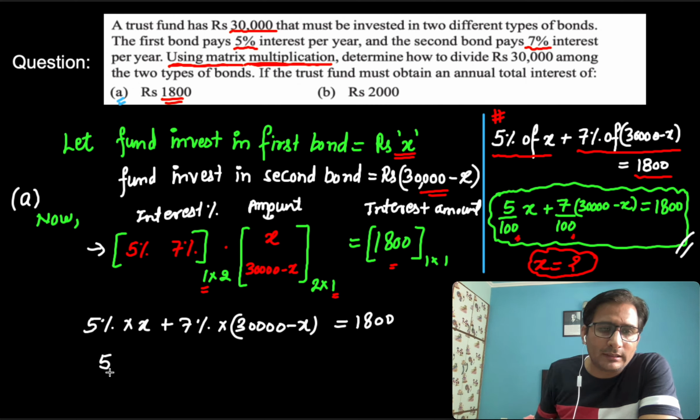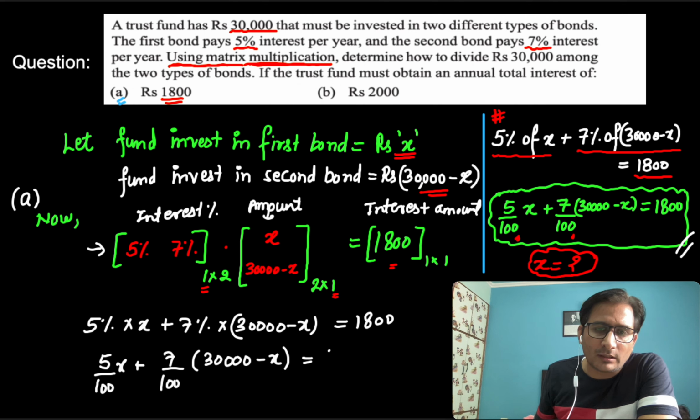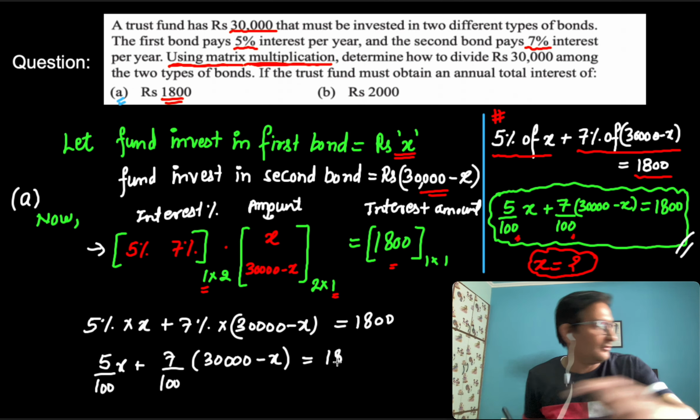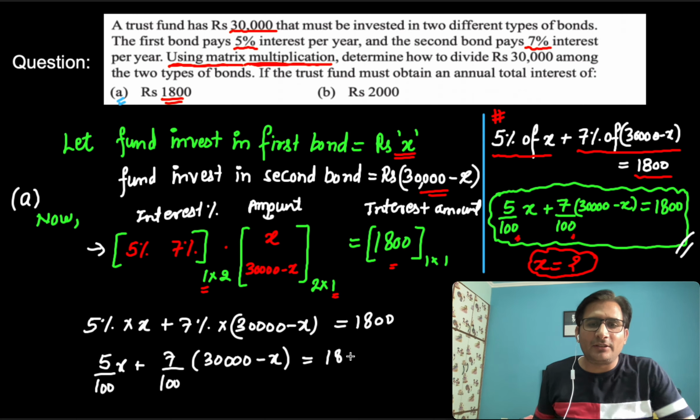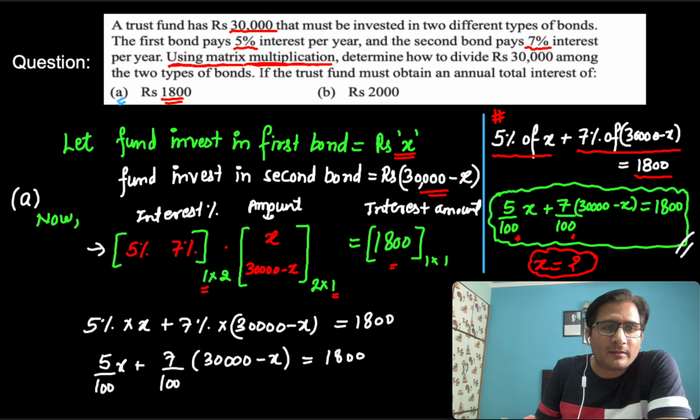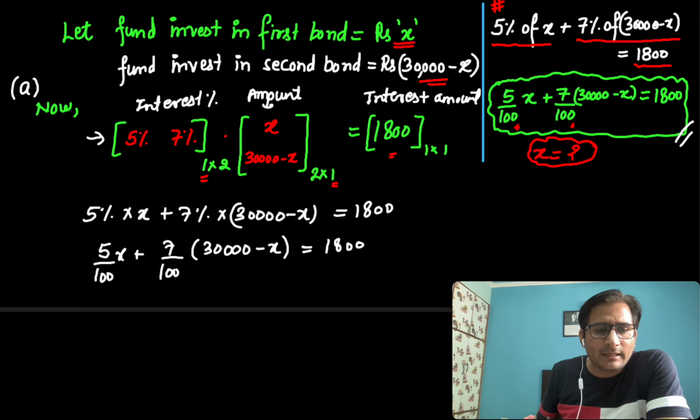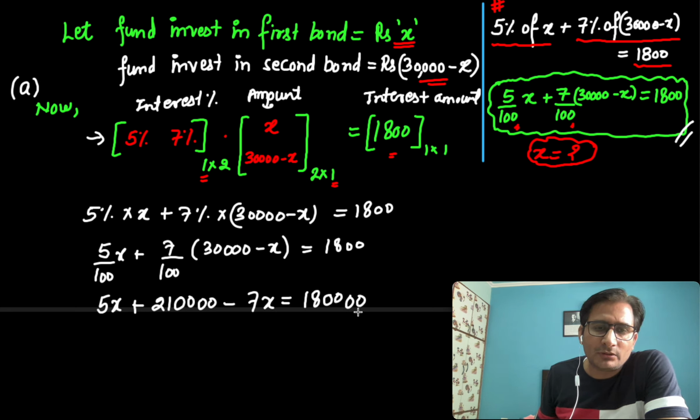If you solve this, it is 5 by 100 x plus 7 by 100 times (30,000 minus x) is equal to 1800. Now solve it and get the value of x from here. Take the LCM of 100 and shift it to that side: it becomes 5x plus 7 times 3 is 21, then 2 3 4 minus 7x. This 100 shifts to the other side and it becomes 00.